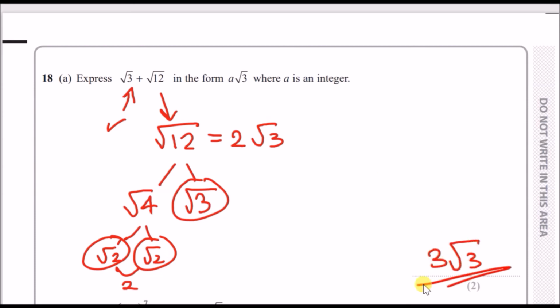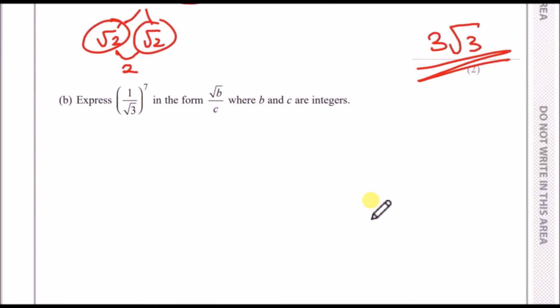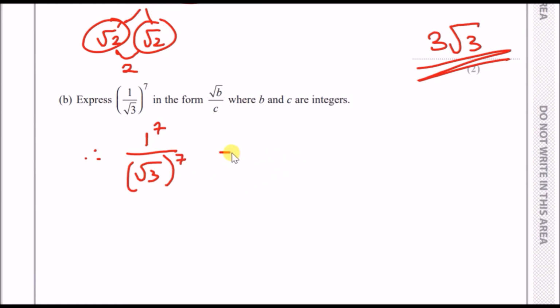And that's it. And now moving down to part B, we have to express that 1 over root 3 fraction to the power 7 in the form of root b over c, where b and c are integers. Okay, so straight off the bat, guys, all you have to do is stick the power 7 to both those numbers. So 1 to the power 7 and root 3 to the power 7. And what this means is that we're just going to multiply the same number by itself 7 times.